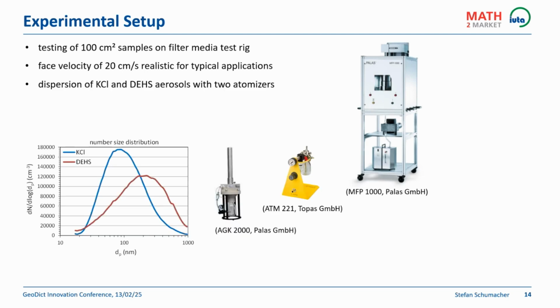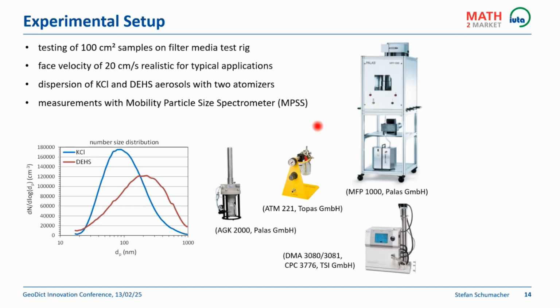We can dose different types of particles. For example, here we used salt particles and DEHS, that's a kind of oil droplets. You see here the size distribution. So the salt particles are somewhere in the 80 nanometer range, the maximum, the oil droplets are slightly larger. We measure with a so-called mobility particle size spectrometer, where you can cover this range from a few dozen nanometers up to 1 micrometer, which is actually most relevant to find the minimum of this curve.